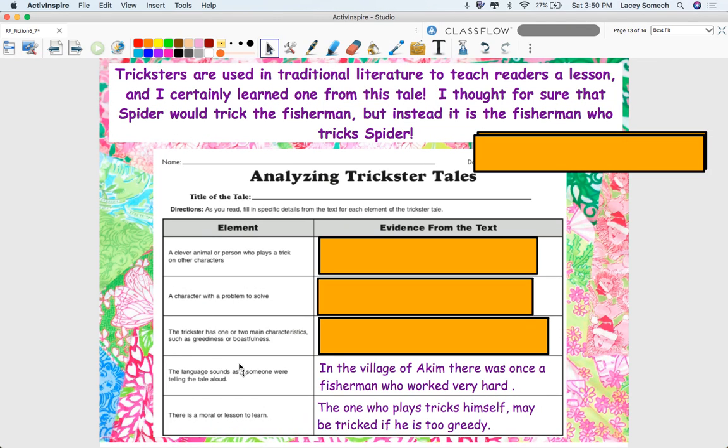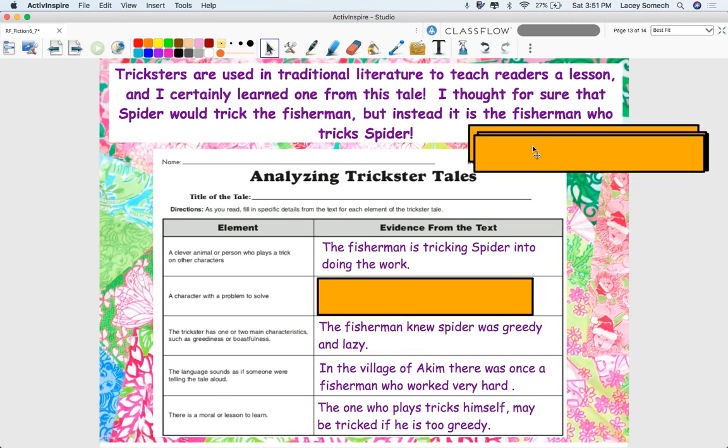Now, our trickster here usually has things such as greediness or boastfulness. And the trickster, let's jump up to the top this time. Who was the trickster? Well, in the beginning, we thought it might be Spider, right? But it ended up being the fisherman, who was actually tricking Spider into doing the work. And he maybe realized that Spider was up to no good because what was the characteristic of Spider? What was he known for? The town knew him as. The fisherman knew Spider was greedy and lazy. We already knew that. And that's how the fisherman ended up being the trickster in the end. He was able to trick Spider.